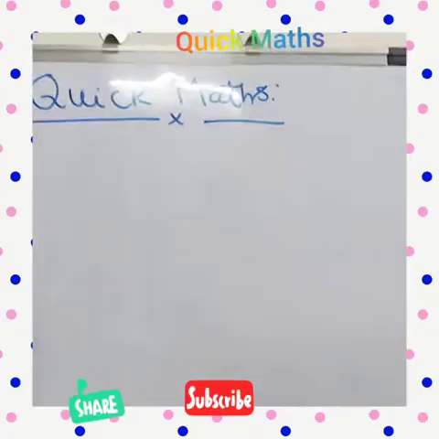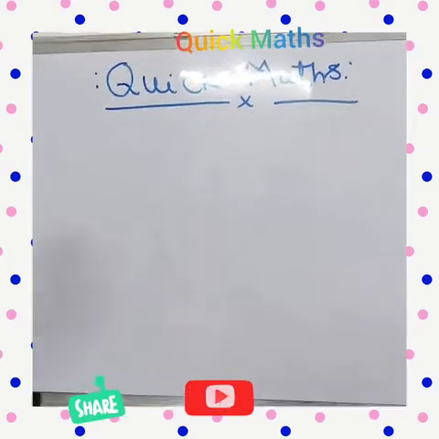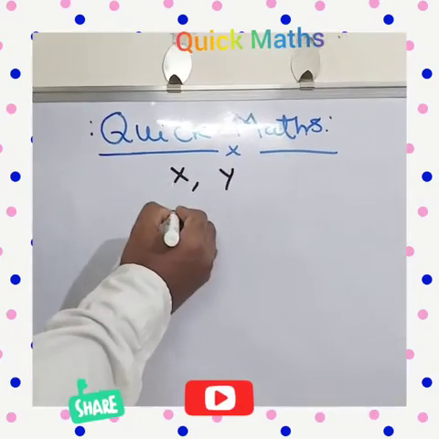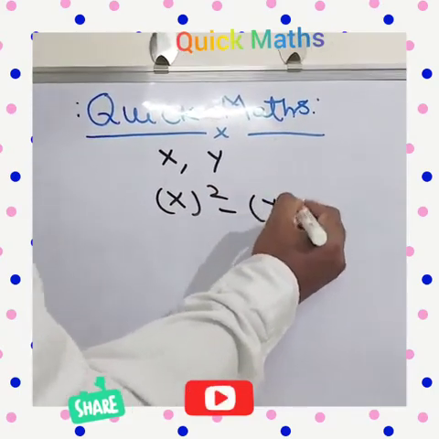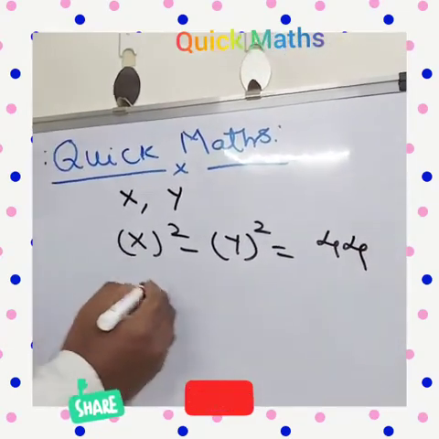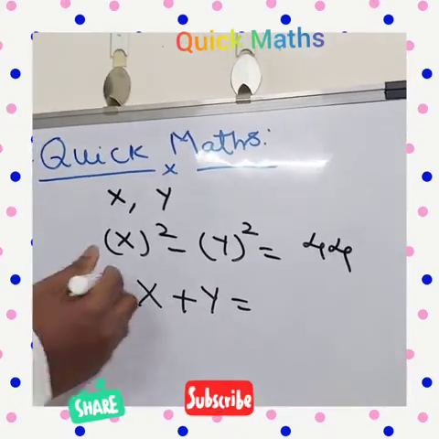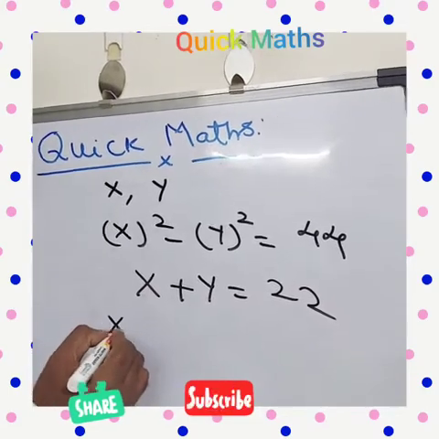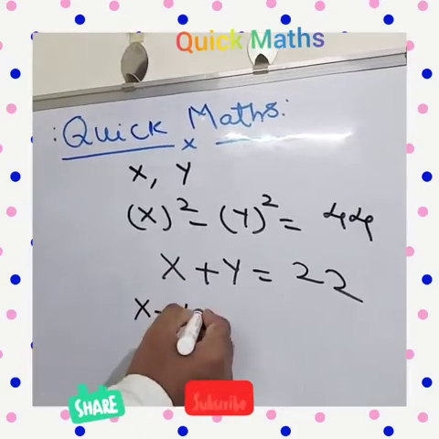Now we'll discuss one more problem, related to the previous problem which we discussed. There are two numbers, x and y. The difference of their squares is 44. And the sum of those two numbers, x plus y, equals 22. Now our question is, what is x minus y, the subtraction of these two numbers?